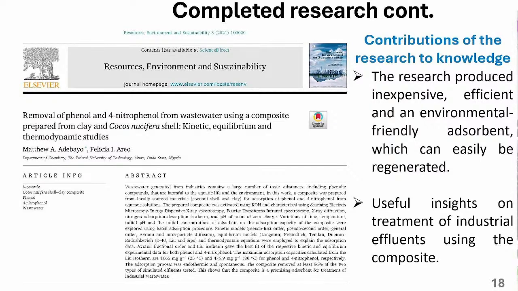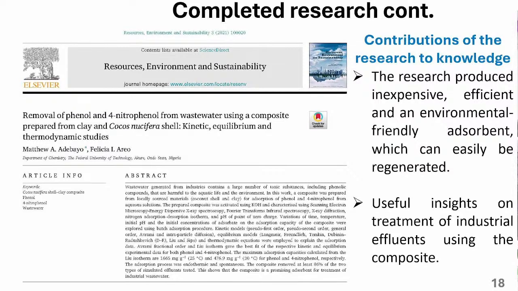Okay, so why are we talking about phenol and nitrophenol? Why do they get into water? In a lot of industrial processes, the starting materials they use are phenolic compounds. And these phenolic compounds constitute a major pollutant in the wastewater coming from a number of industries.